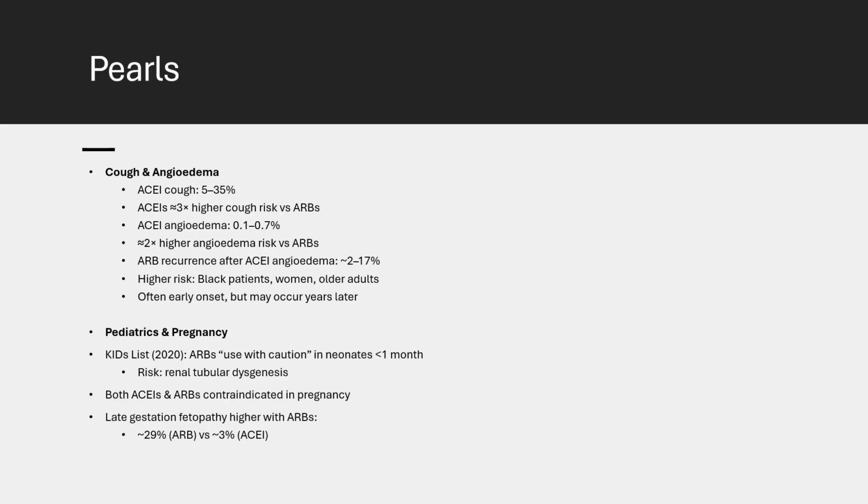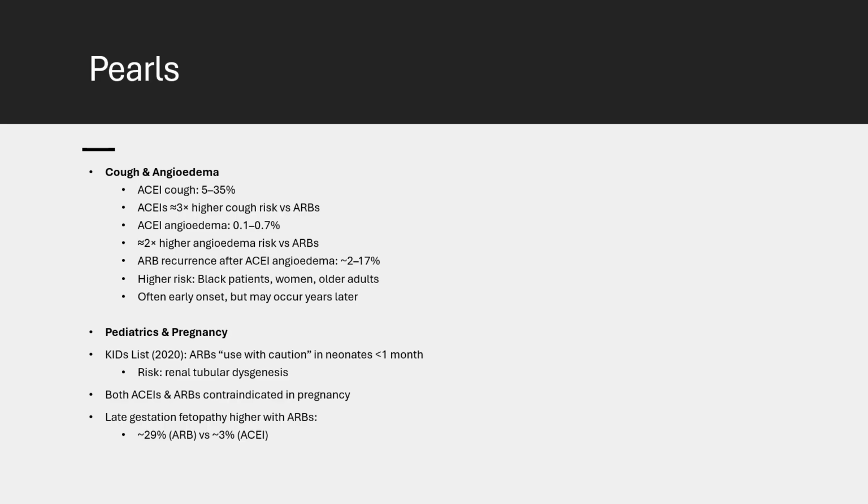The American Academy of Allergy, Asthma, and Immunology notes that most patients who experience ACE inhibitor-induced angioedema can use ARBs, though with an estimated recurrence rate of somewhere between 2 to 17%. The risk for angioedema is higher in African Americans, older adults, smokers, and women. The risk for angioedema is the highest within the first 30 days after starting an ACE or an ARB, but can still occur years later.